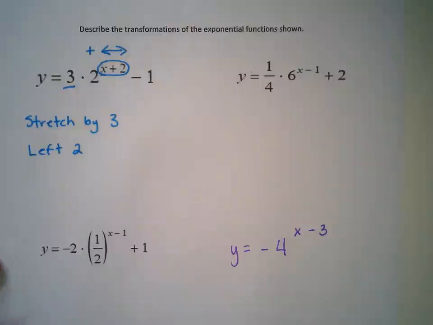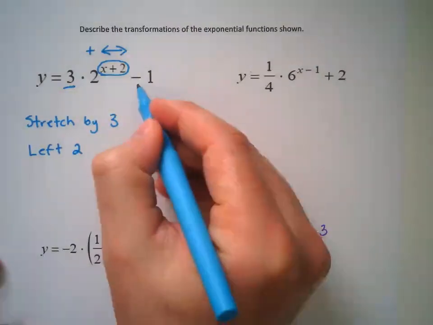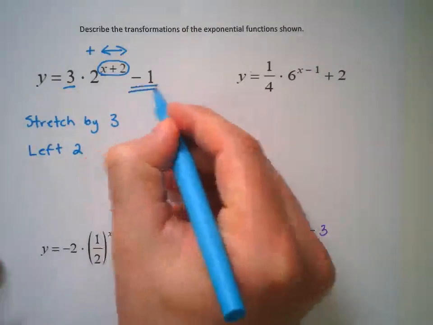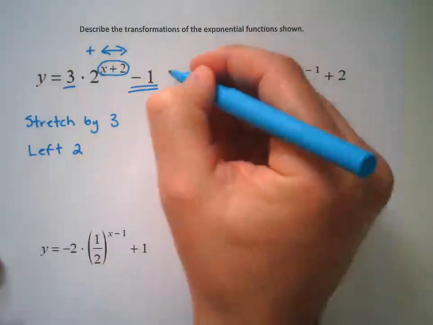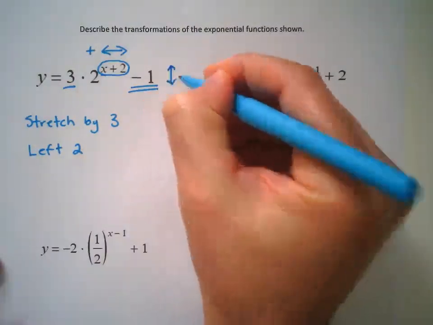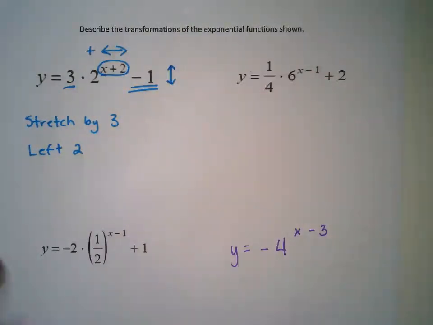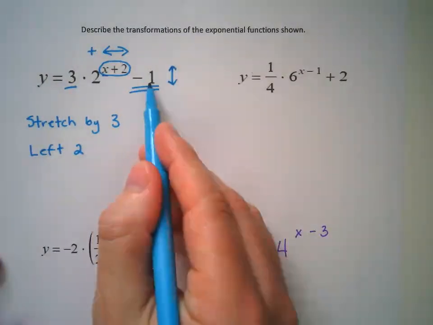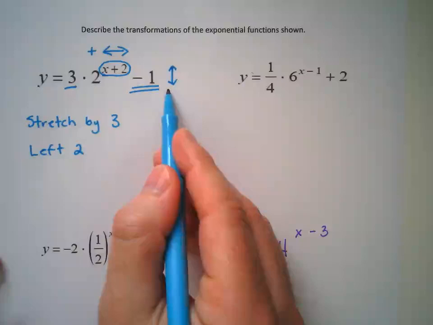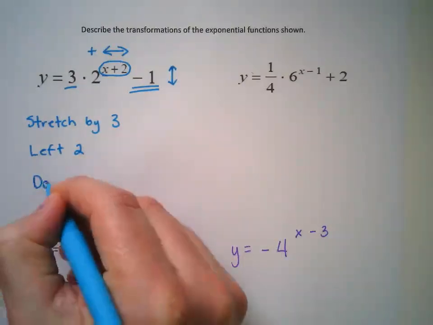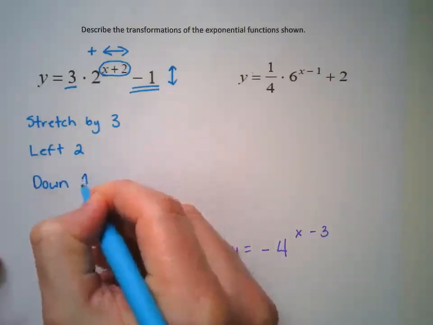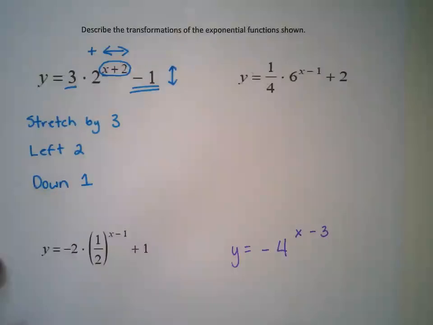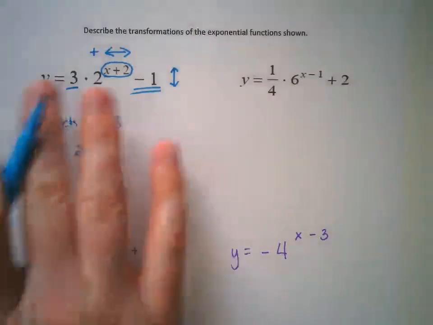And the last thing we look at is this minus 1 here. The number at the very end tells us whether it goes up or down. And whatever it tells us, that's where we go. So if that says minus 1, that means we're going to go down 1. So this will be down 1. So those are the transformations going on in that one.